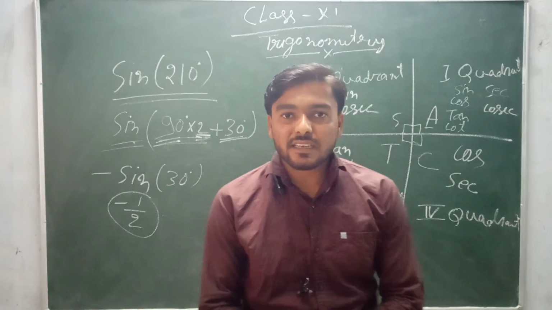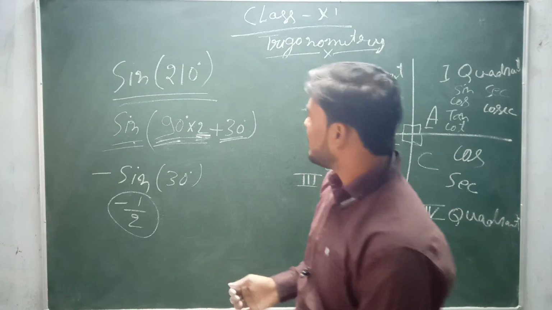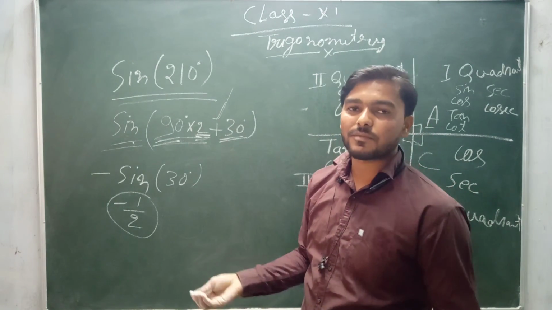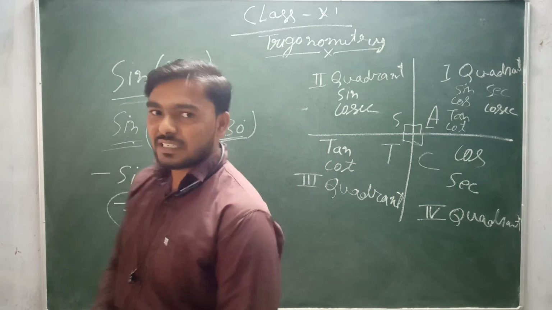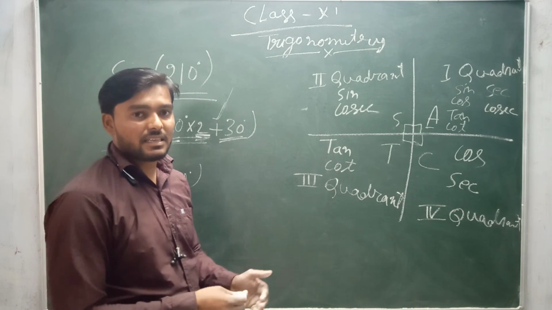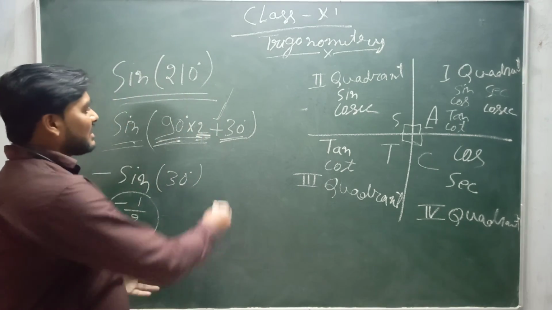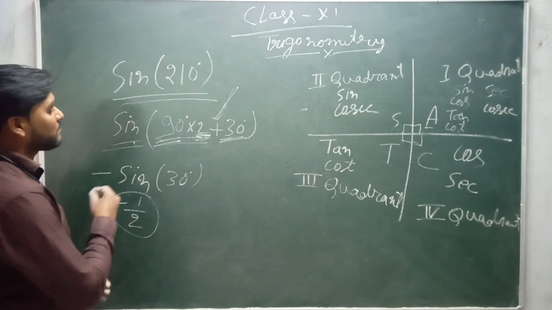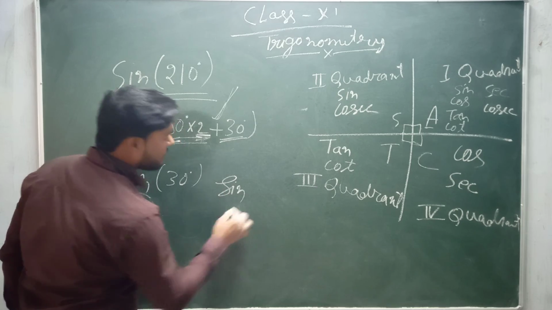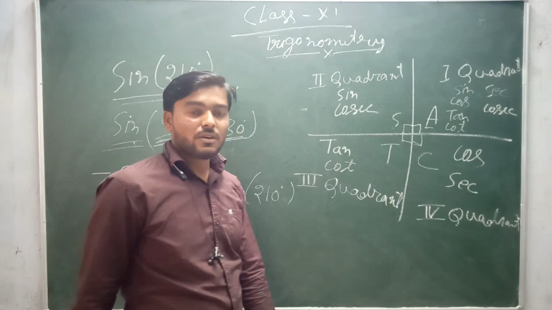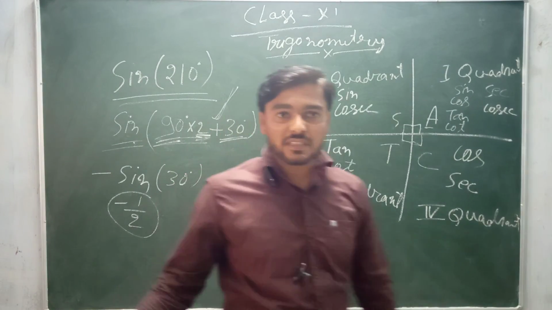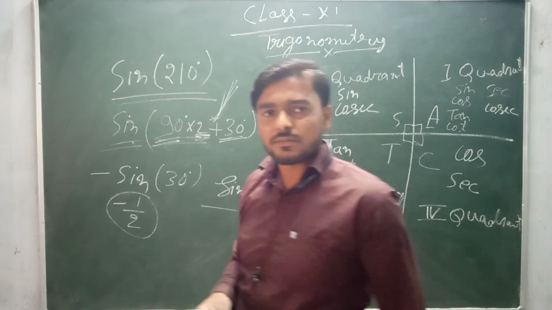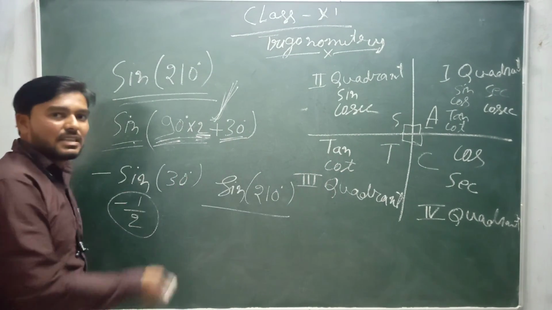Now some students may think, why was it taken as positive? Is there any mathematical reason that we take it as positive? Then how do we do it again? Now we will calculate the value of sin 210 with another method. Here with the positive, there will be a question: why positive, why not negative? We can take it as 90 into 3, then it will be negative.